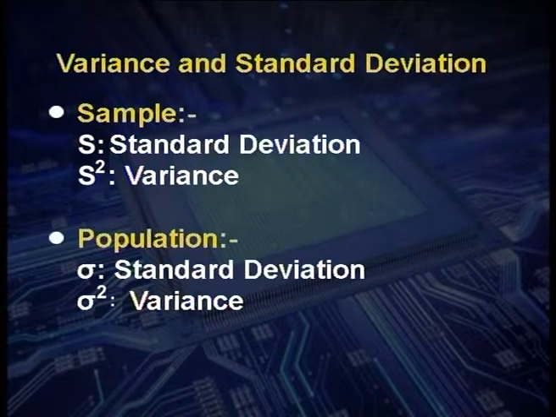In the same manner, for a population you can also estimate standard deviation. You use sigma for standard deviation. When you are finding out the standard deviation of a population, it is represented by the symbol sigma, and sigma square will give us the variance. So these two measures are very important, and they help us to overcome the problem when we take mean deviation.